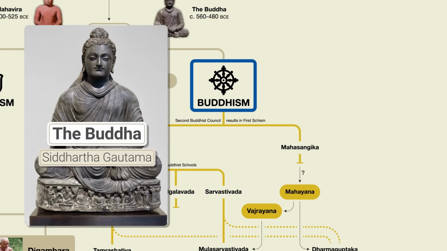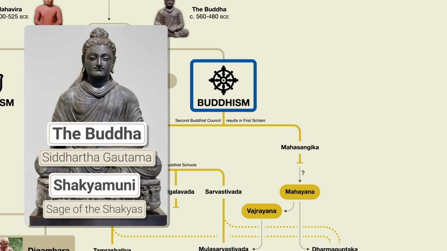More specifically, he belonged to a region and ethnic group within Kosala known as the Shakyas, whose territory actually fell within what we today call Nepal. This is why in the earliest records, the Buddha is called Shakyamuni, meaning the sage of the Shakyas. I won't go through his full story, but here are the highlights.